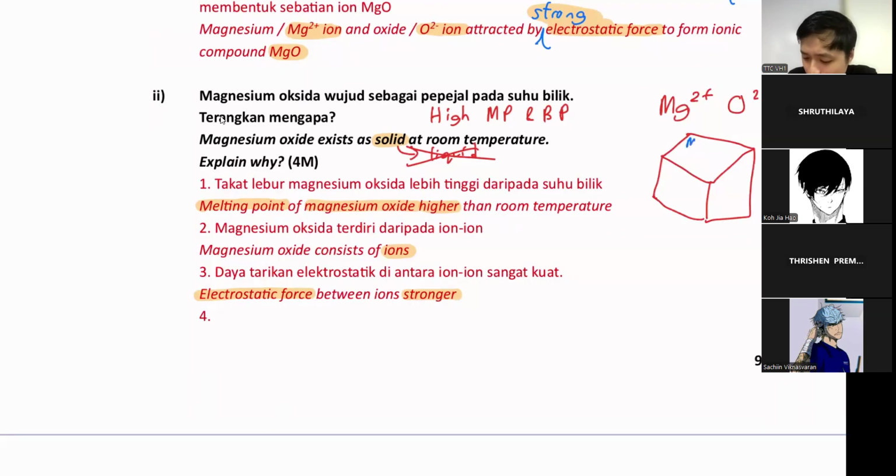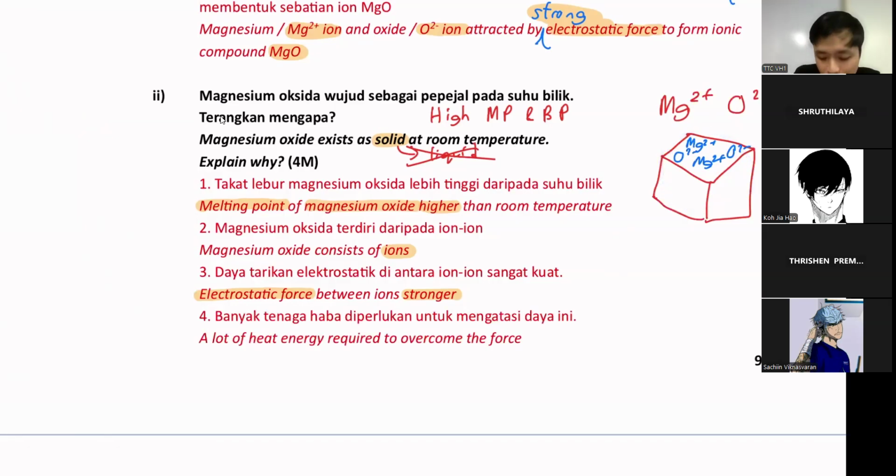In solid, for example, you have Mg2+, O2-, Mg2+, O2-. Let's say I am Mg2+, but all surrounding me are attracted by O2-. Top, bottom, left, right, in front, behind, all attracted by force. So imagine a lot of people crowded, not only one, like hundreds and hundreds. So that's why the attractive force is very strong. That's why a lot of heat energy is required to overcome the force.